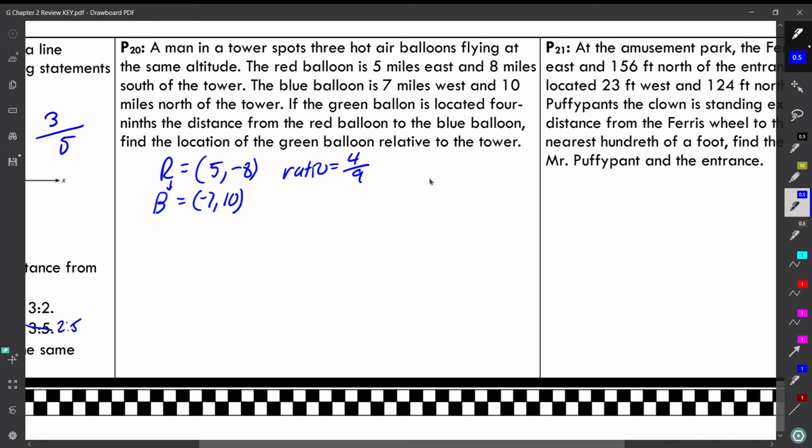When we say relative to the tower, that just means the tower is said to have the coordinates 0, 0, right? It's what we're relative to, so anything north is measured from it. That's the only reason they say it like that. We're just doing the same thing we've been doing.